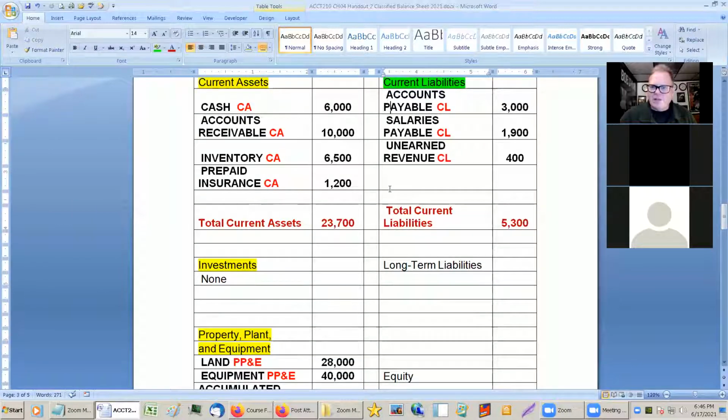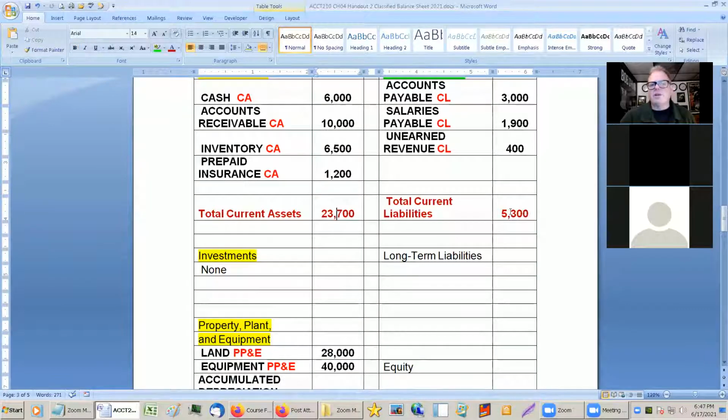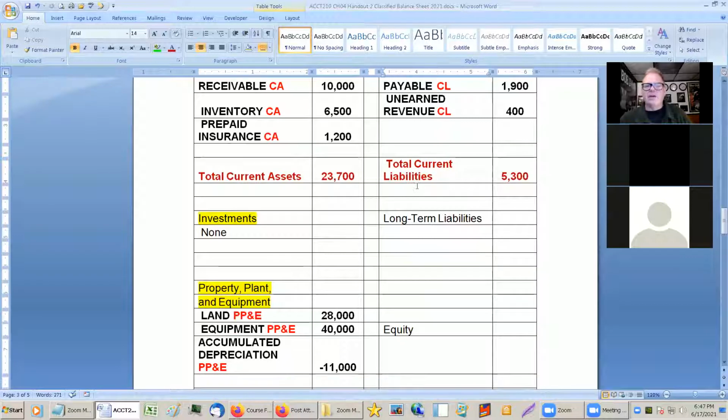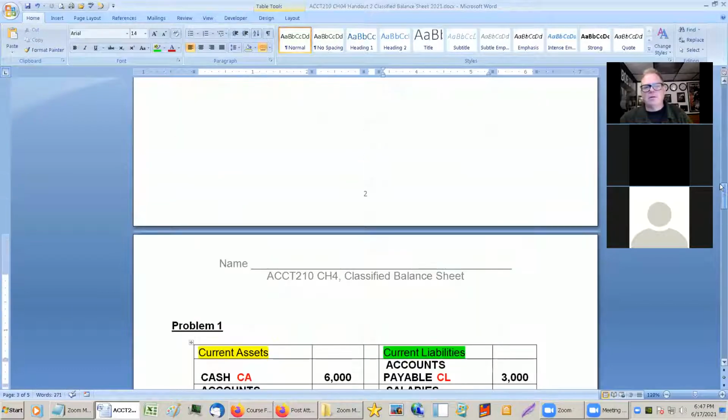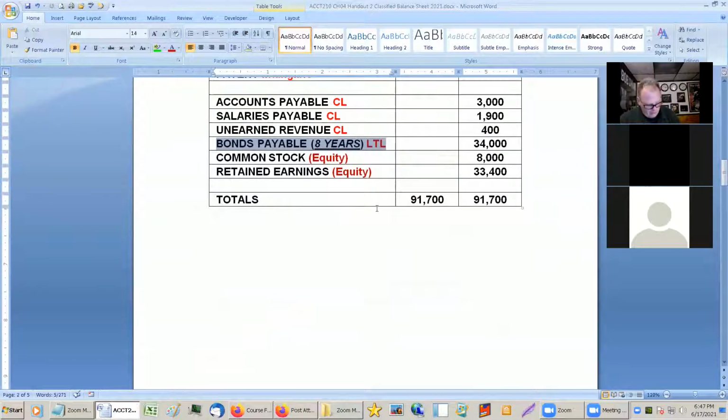A regular balance sheet, it might not be obvious. But if you put it into this classified one, you say, okay, well, this is what's coming in, this is what's going out in the next year. It looks like they got it covered, at least to some extent, what they're going to be paying out. Okay, long-term liabilities. Bonds payable, 34,000.